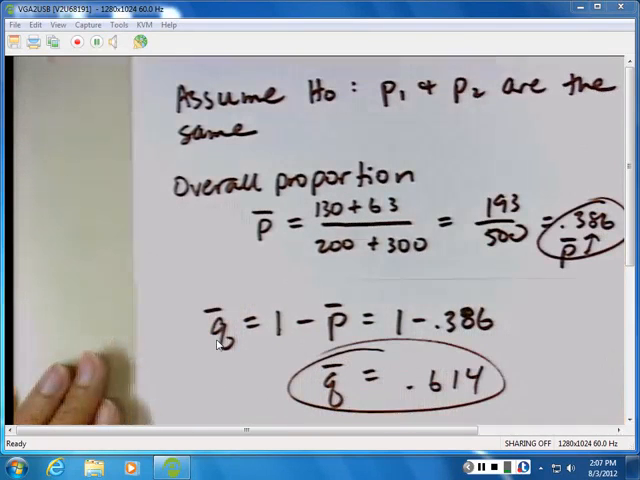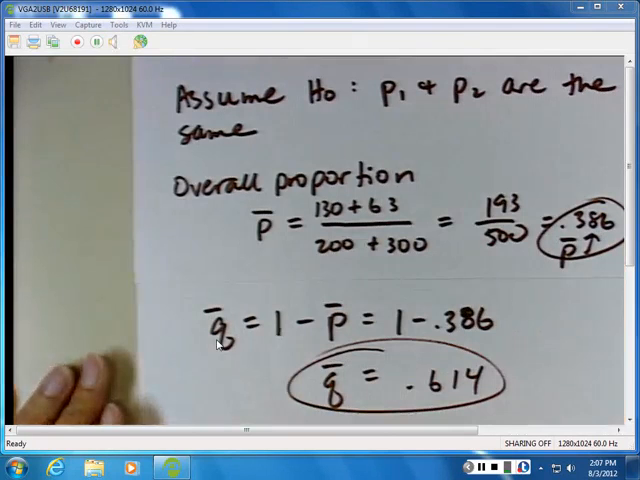Now, if you're getting overwhelmed with these formulas so far, don't, because you're going to have all of the formulas, most of them anyway, on your formula card. So if I take a look here at what we have for proportions, I'm in Chapter 9.